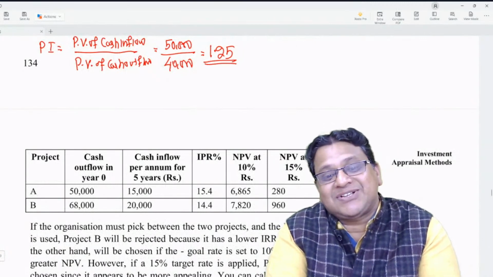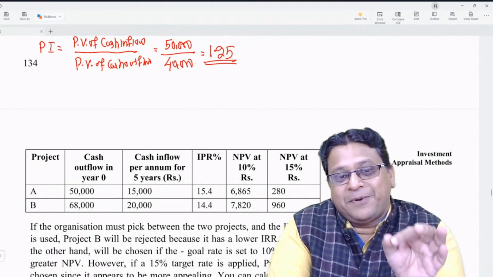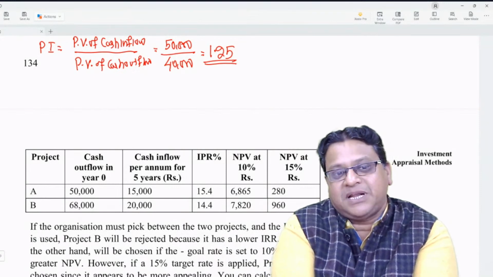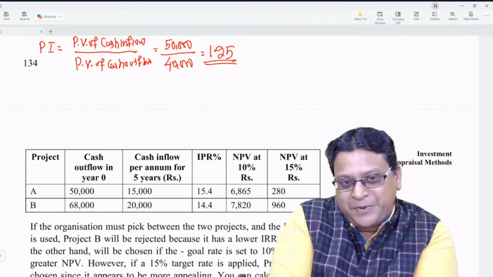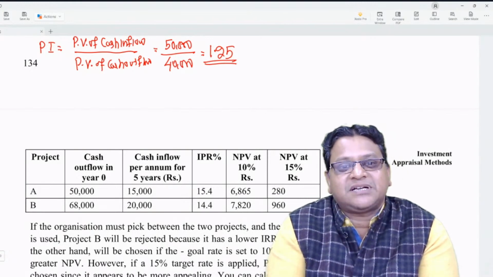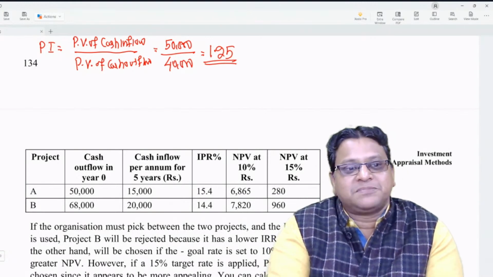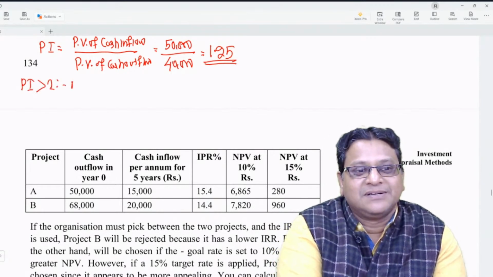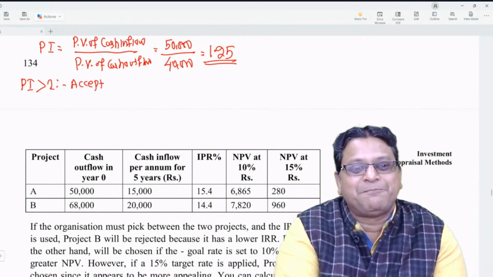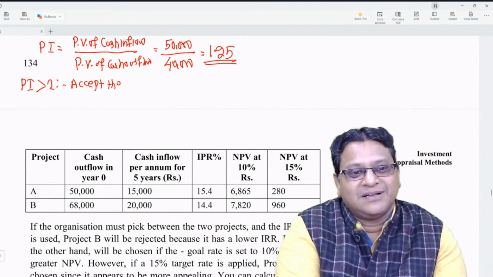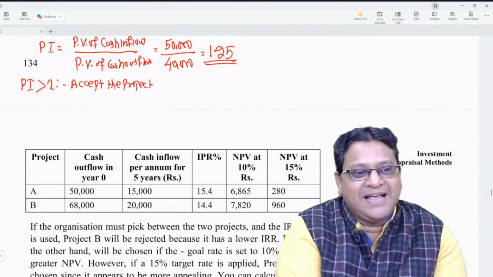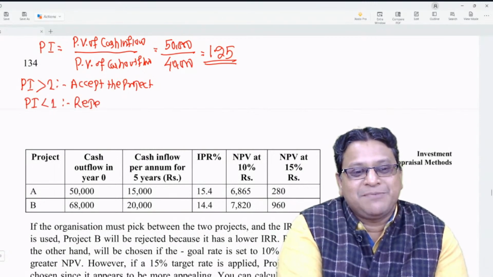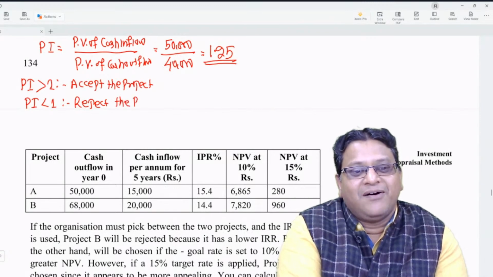So how to take decision under PI? If you put in 1 rupee and it becomes more than 1 rupee, then accept the project. If you put in 1 rupee and it becomes less than 1 rupee, then reject the project. In simple terms, if PI is greater than 1, we have to accept the project because it will generate positive NPV. Accept the project. And if PI is less than 1, we have to reject the project. This is the simple formula, decision criteria under PI.